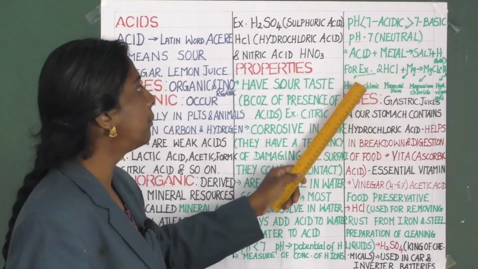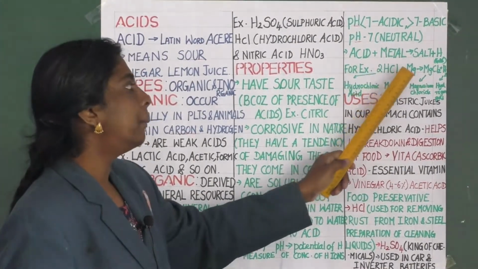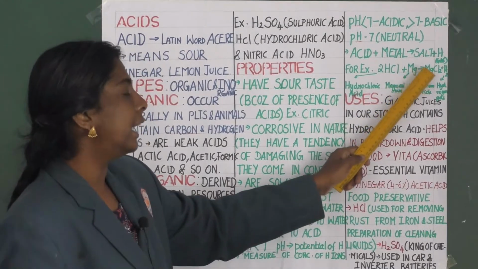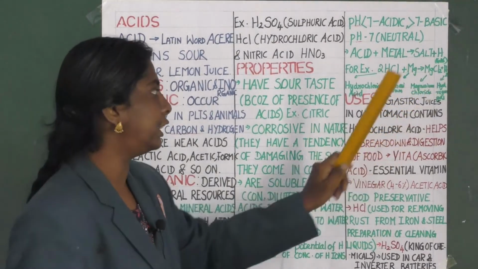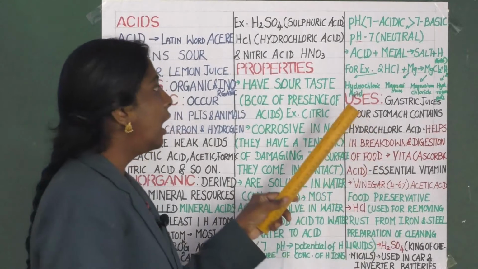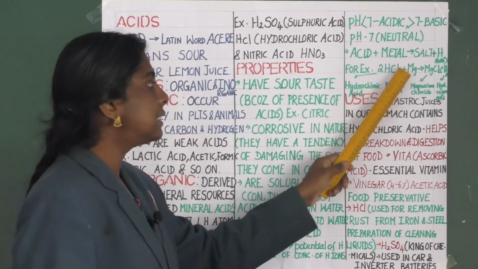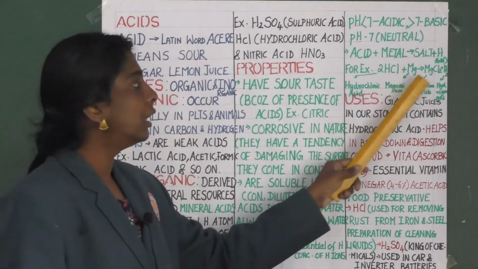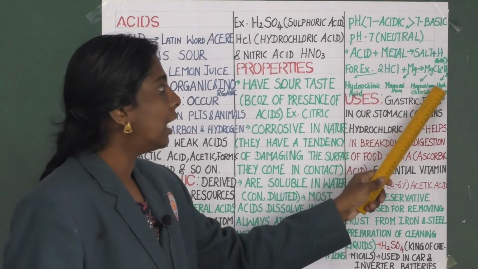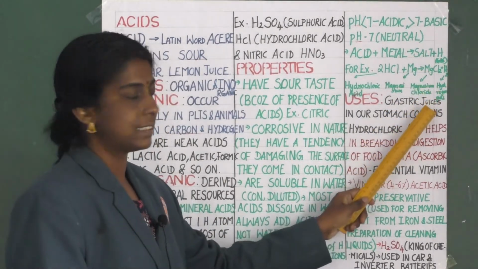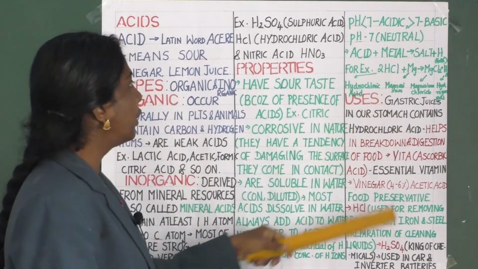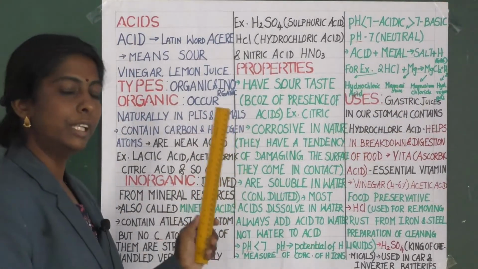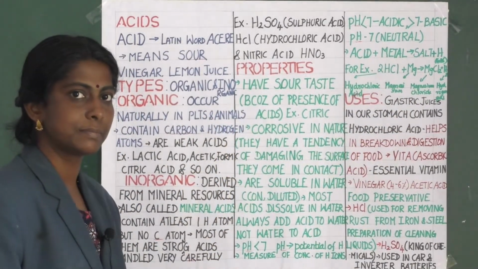For example, 2HCl plus Mg gives MgCl2 plus H2. That is, hydrochloric acid plus magnesium gives magnesium chloride along with hydrogen gas. Okay, so these are the 4 main properties.